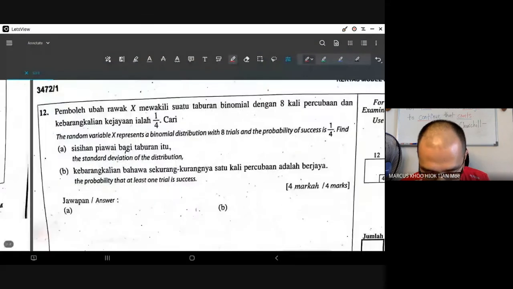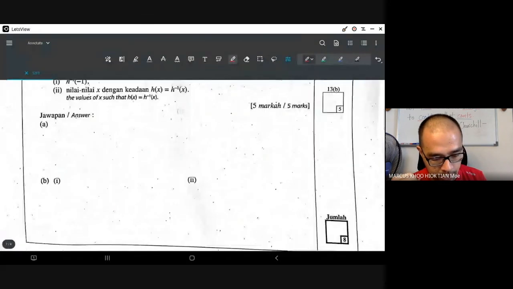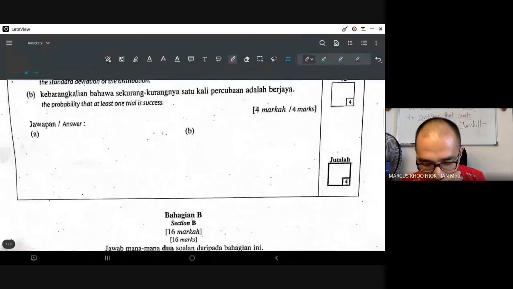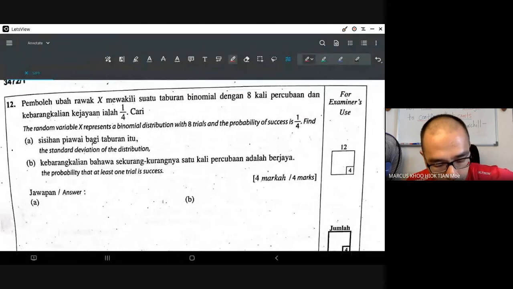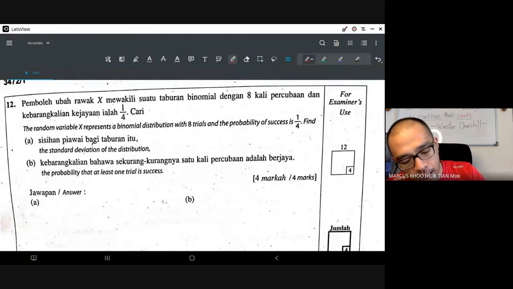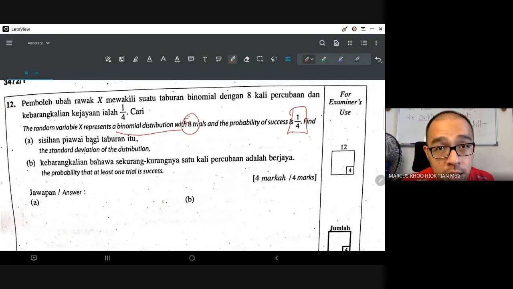Okay. Alright. Yeah, let's do one more question before section B. Okay. So the random variable x represents a binomial distribution, okay, with 8 trials and the probability of success is 1/4.